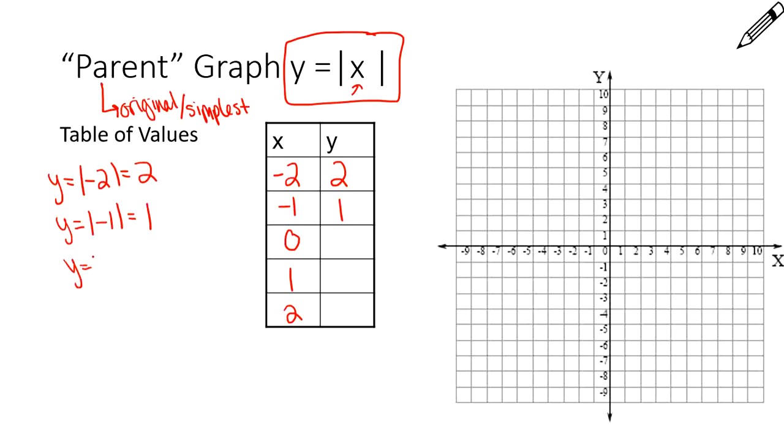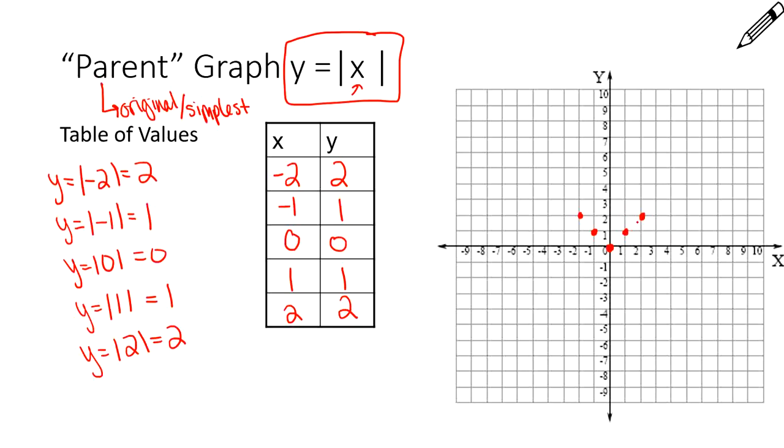And then if I plug in the absolute value of 0, it's still going to be 0. So my ordered pair is (0, 0). And then if you take an absolute value of a positive number, like the absolute value of 1, you're still going to get back a positive number. And the same thing with the absolute value of 2. So those are going to be (1, 1) and (2, 2). So then you're going to plot those points. So you have (0, 0), (1, 1), (-1, 1), (-2, 2), (2, 2).